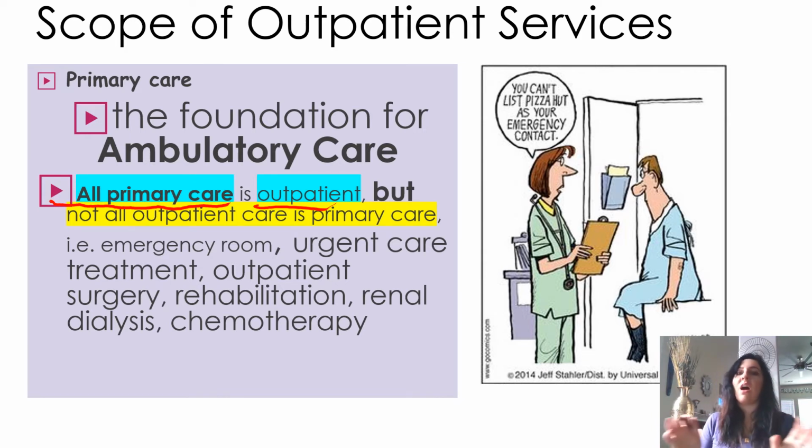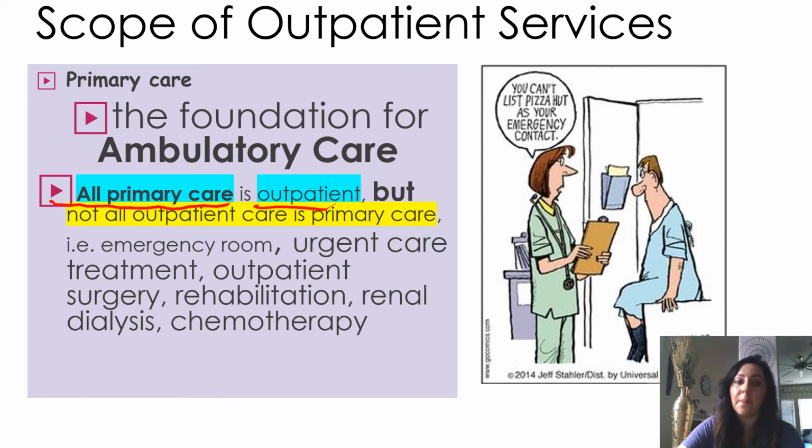But not all outpatient care is considered primary, okay? Not all outpatient is primary, yet all primary care is outpatient care. Outpatient has a gigantic scope of different types of services. Primary care is just one piece of those different types of services. That's just one little section of outpatient care. So many different types of services will fit under the outpatient care umbrella, right?